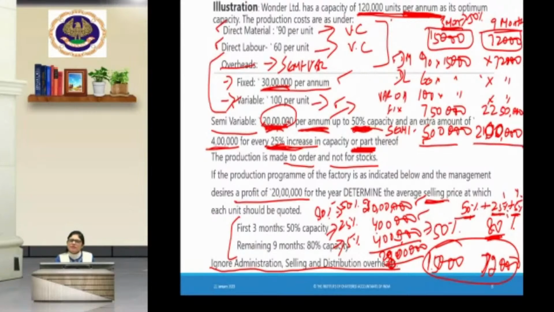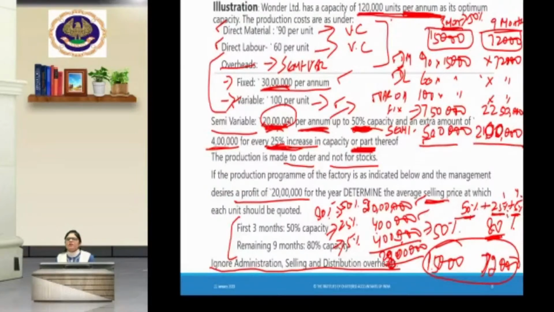Direct material, it's per unit. Direct labor, variable. It's just applicable per unit. Fixed overheads, we have charged as per 3 months and 9 months, nothing to do with production capacity. Semi-variable overheads, we have taken 5 lakh, that means 20 lakh was for the first 50%. So in the first 3 months, we already had 50%. And for 9 months, we had 80% capacity. So semi-variable overheads have to be provided as per the percentage capacity. Accordingly, we have calculated for 3 months and 9 months.